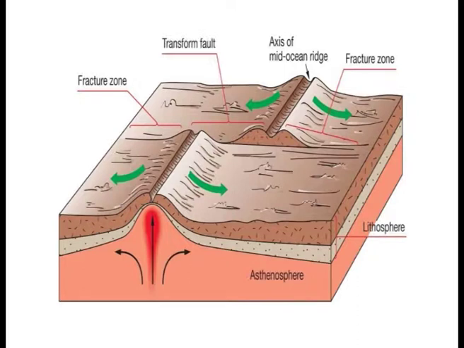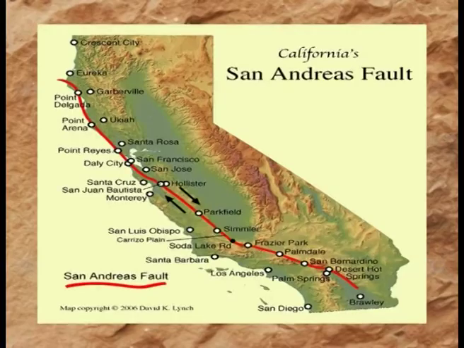The third type of plate boundary is the transform fault boundary, where plates slide past each other and lots of earthquakes are concentrated in this zone. Example is San Andreas Fault in United States of America.